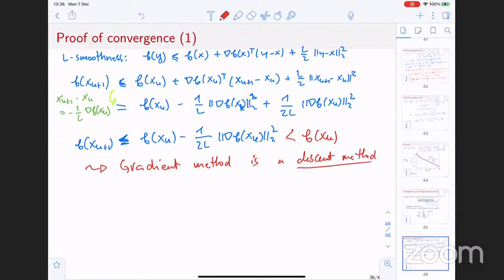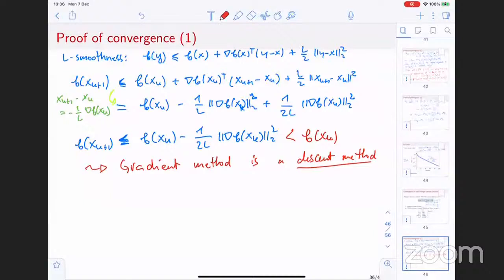Descent method meaning that the values of the function will decrease. There exist some optimization algorithms where the value at xk plus 1 can increase. Obviously, overall, if it converges, it has to decrease, but it is possible. Some algorithms have f of xk plus 1 bigger than f of xk. In this case, for the gradient method, this is not possible. So f of xk plus 1 is always strictly less than f of xk for this choice of step size. So we'll have to remember this.